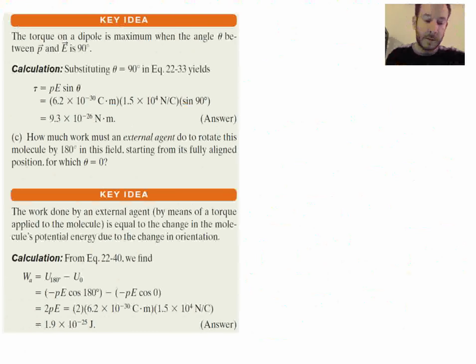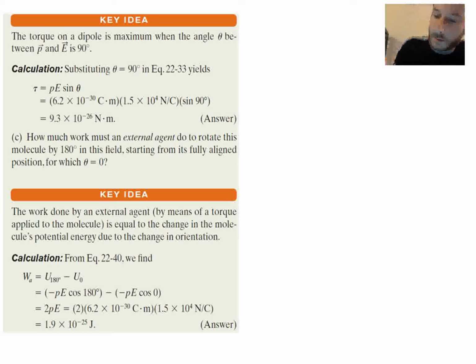Alright, on the next page it just shows you the work that I just gave. So we took our equation, plugged in our values, used sine of 90 because that's going to maximize it, and the other angle is just going to cause this value to be smaller, and then we have our final result. So part C is how much work must an external agent do to rotate this molecule by 180 degrees in this field, starting from its fully aligned position for which theta is equal to 0.